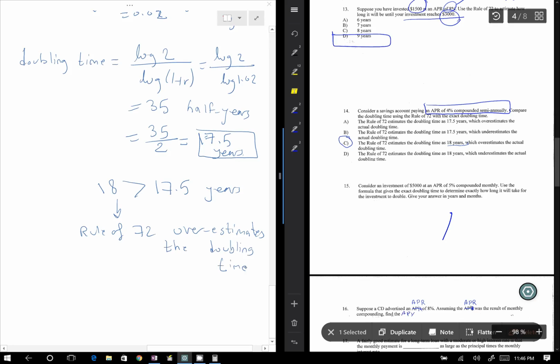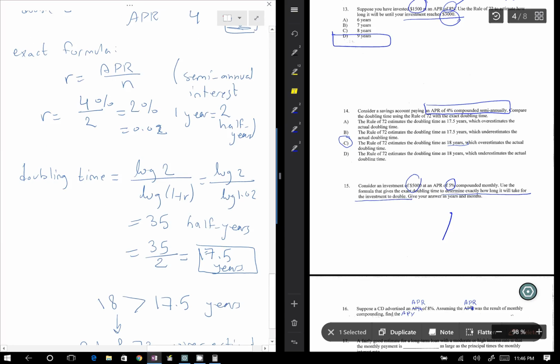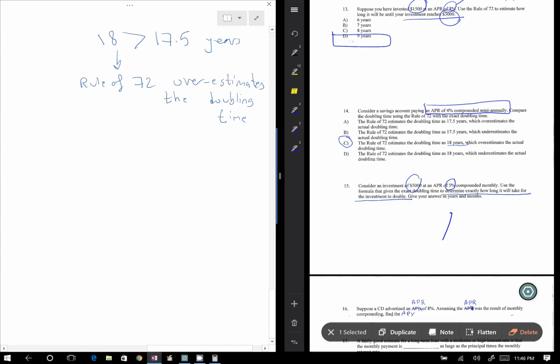At an APR of 5%, compounded monthly. Use the formula that gives the exact doubling time. Again, exact doubling time, to determine exactly how long it will take for the investment to double. So these are all doubling time questions, which is a good revision for all of us.